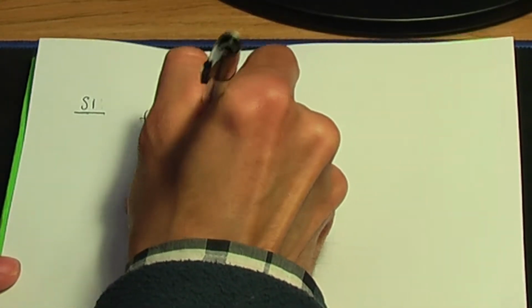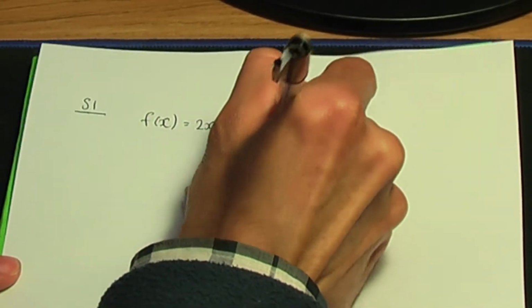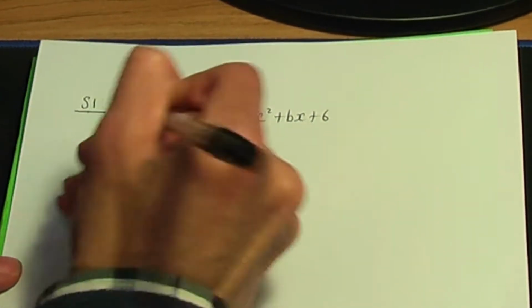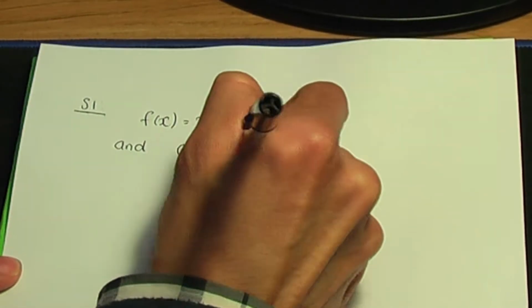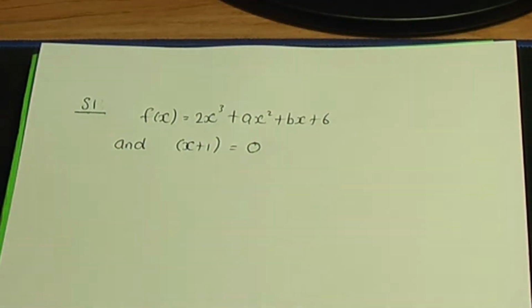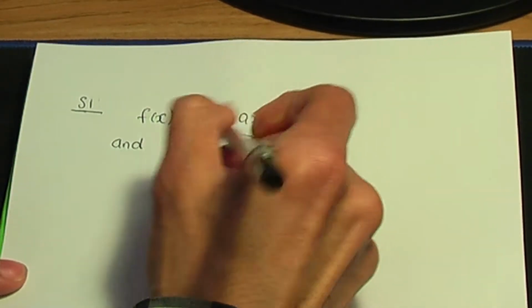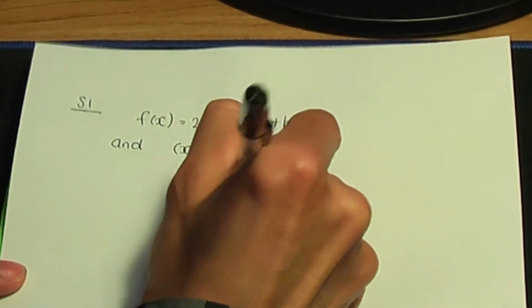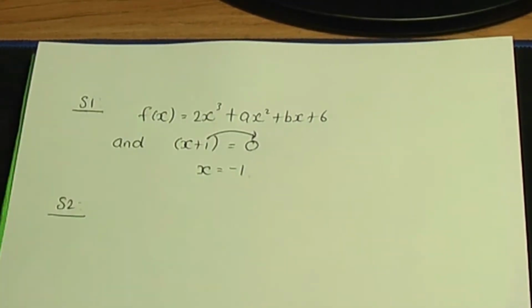In the remainder theorem, f of x is the polynomial. The polynomial is 2x cubed plus ax squared plus bx plus 6. And the linear is x plus 1. Remember, in the remainder theorem, we always equate the linear to 0. If I take the plus 1 to the right hand side, x is minus 1. And this takes us to step 2 of the remainder theorem.